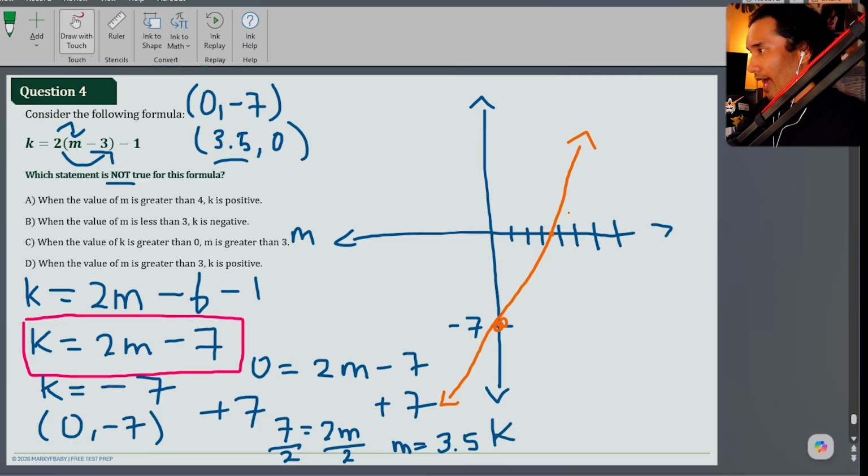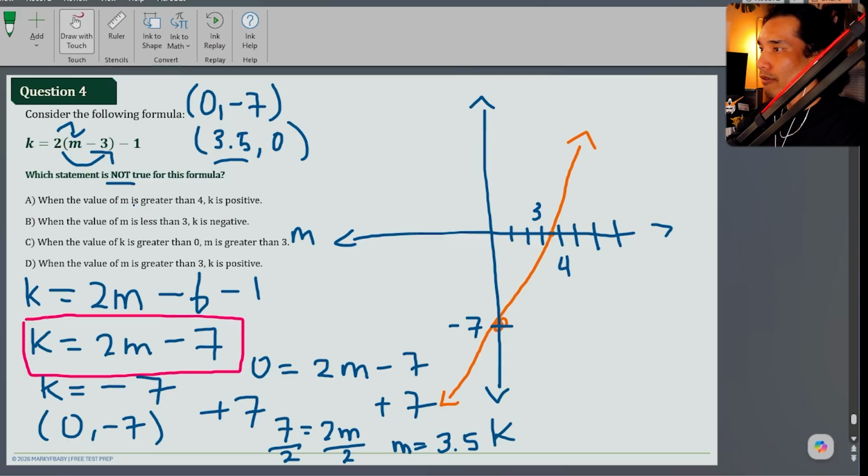But this has a positive slope and a y-intercept at -7. Okay, now let's go ahead and test our answer choices here. And I'm going to just put a 3 right here, because this is right in the middle of 3 and right in the middle of 4, 3.5.